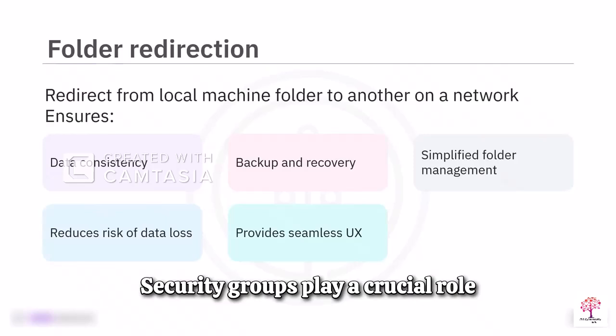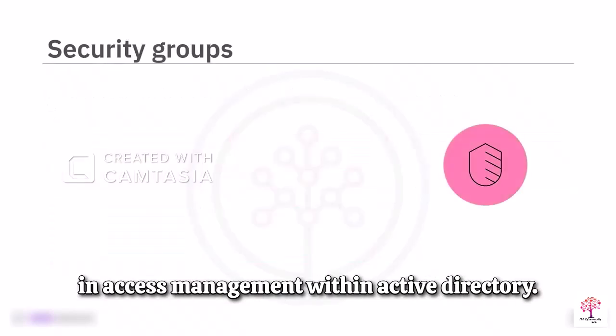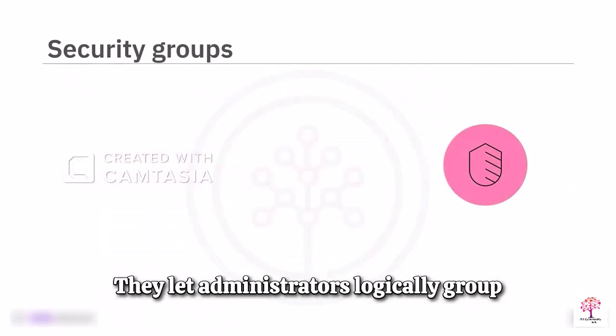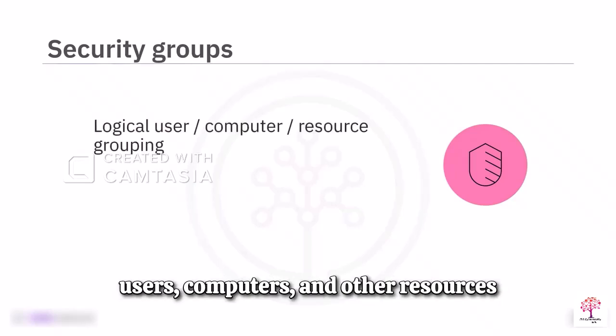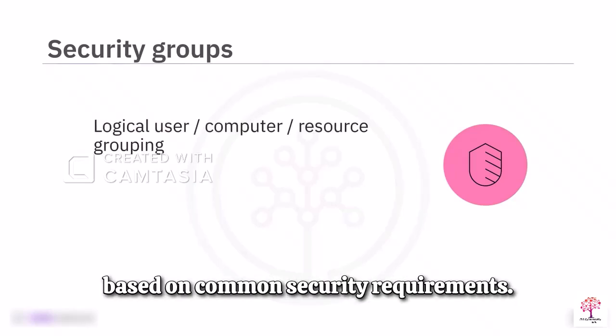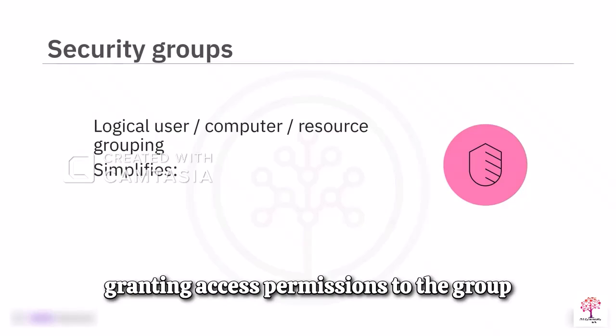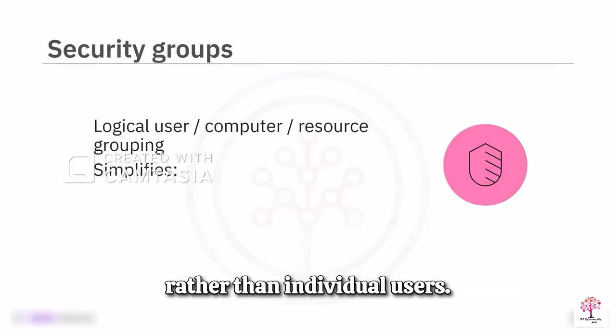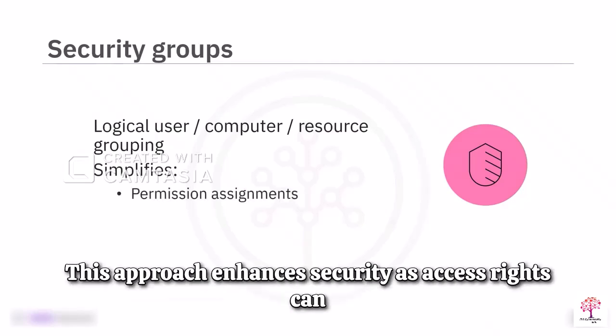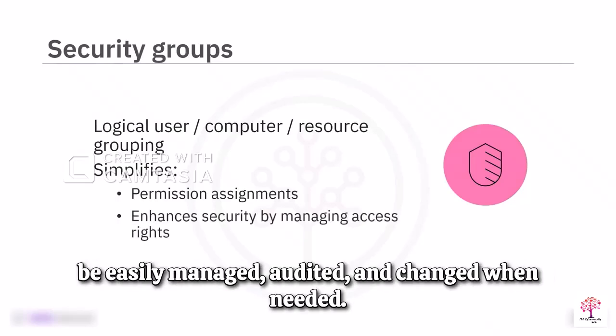Security groups play a crucial role in access management within Active Directory. They let administrators logically group users, computers, and other resources based on common security requirements. Security groups simplify permission assignments by granting access permissions to the group rather than individual users. This approach enhances security as access rights can be easily managed, audited, and changed when needed.